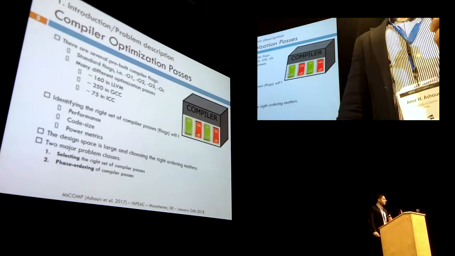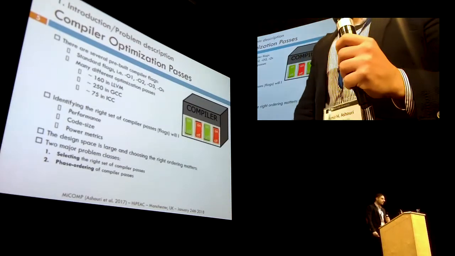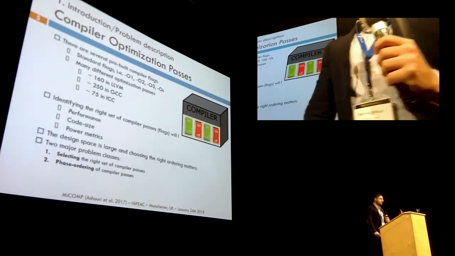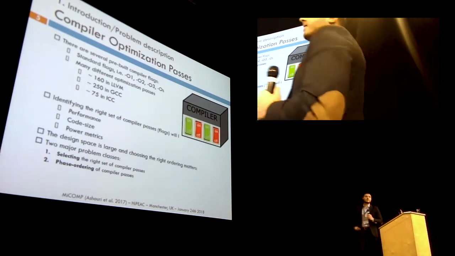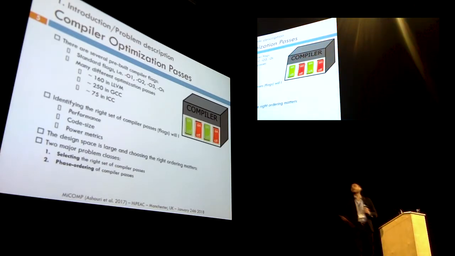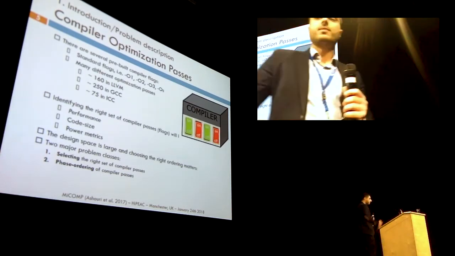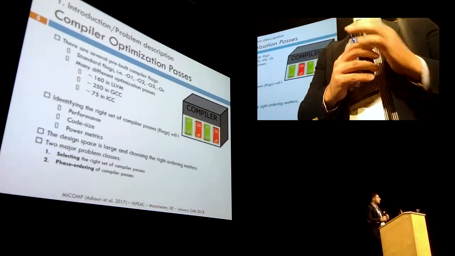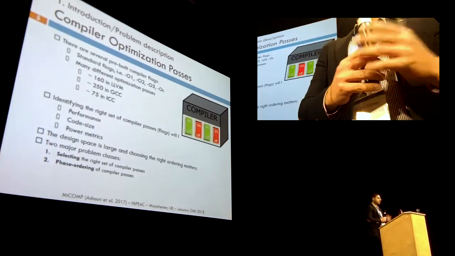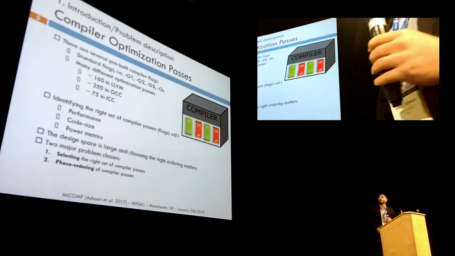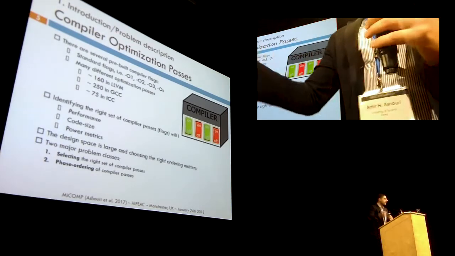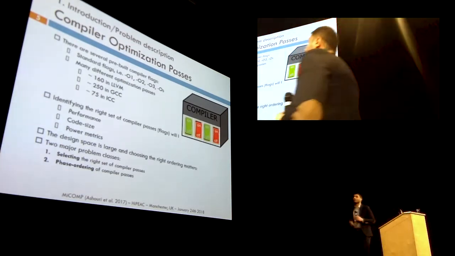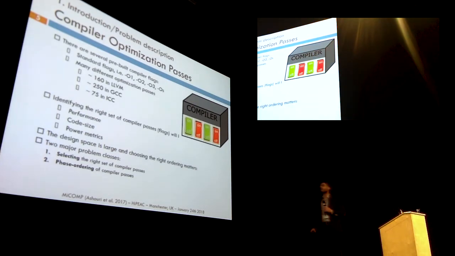This is a HiPEAC conference, the compilation track, so everyone is familiar with compiler optimization. We have many optimizations available in modern compiler frameworks like LLVM, GCC, or Intel ICC. They have more than 100, or in some cases more than 200 optimizations available. And by using each of those, you can reach a certain goal. The goal could be reaching high performance, or, in the past, reducing code size, or at the same time controlling power metrics.